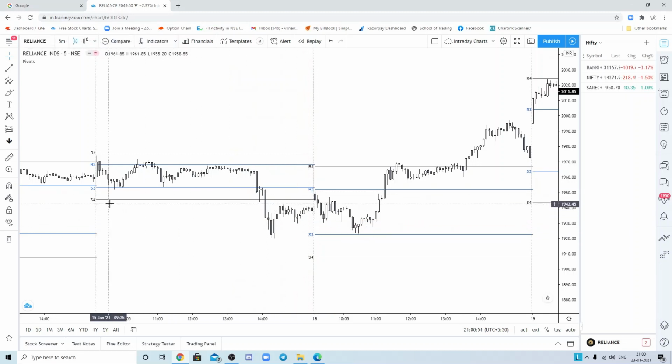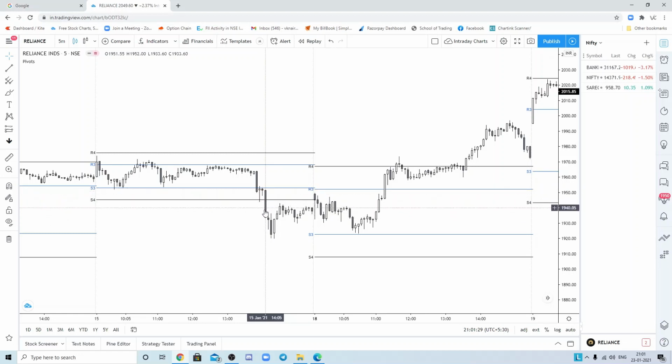But still what you could see is that first here the S4 was crossed, but you will not take a trade because there is no good close. And then what happened is you saw a very big candle. Now this range is also too far. So in this scenario, in order to reduce the risk, if you are entering here, you can keep your stop loss just above S4. Now since this is a very big candle, you should avoid these types of trades.